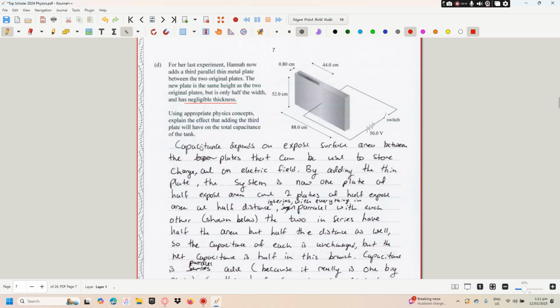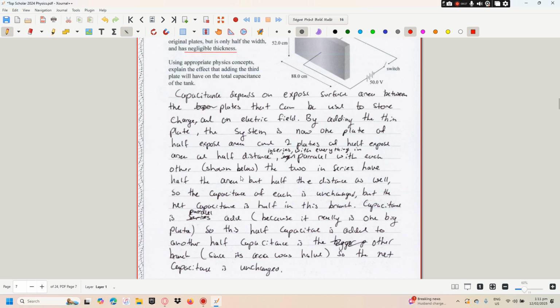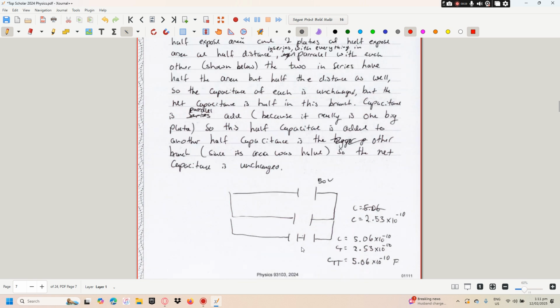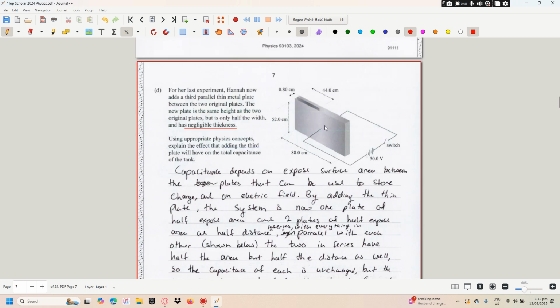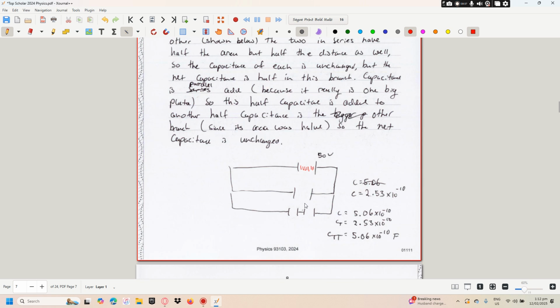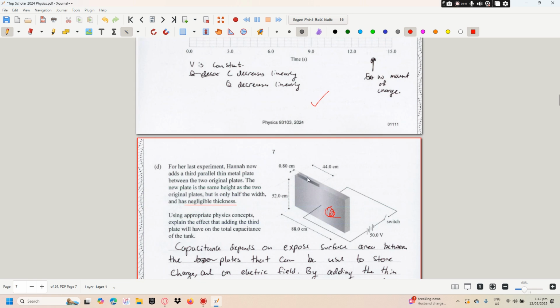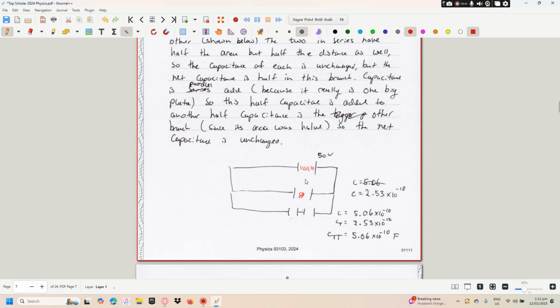By adding the thin plate, the system is now 1 plate of half exposed area and 2 plates of half exposed area and half distance in series, with everything in parallel with each other shown below. That seems a bit confusing. It's like this. This is the battery. This is the wide plate here, this bit, and these are the 2 thin bits here and here.